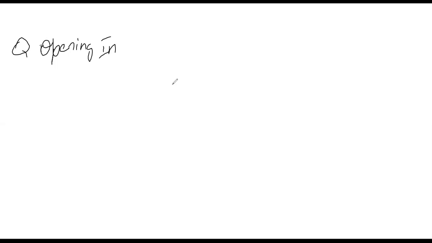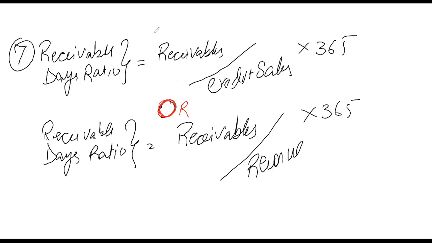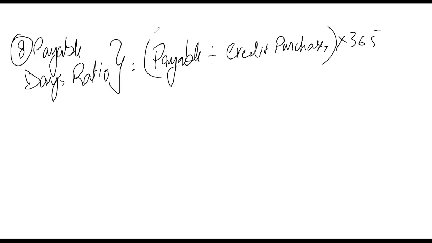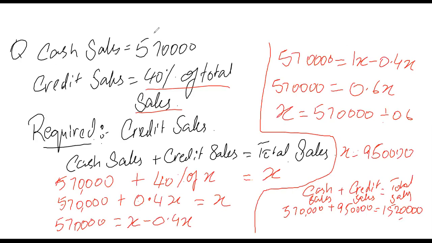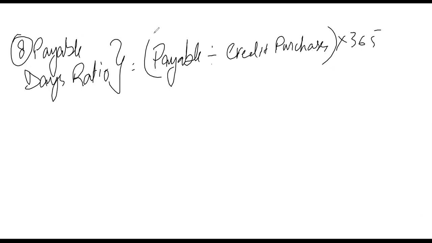Let me draft it in another way. I'll be discussing the receivable days ratio and the payable days ratio. Remember one thing, receivable days ratio is calculated using the formula of receivable divided by credit sales. Payable days ratio is calculated using payable divided by credit purchases.